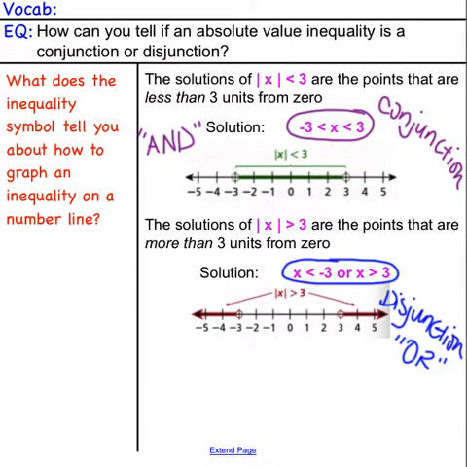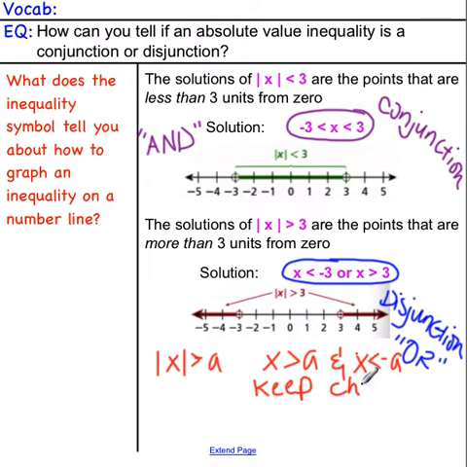I like to think about it this way: if it is the absolute value of x is greater than a, we're going to keep the first one as it is, x greater than a, and then we're going to have the or, and we'll have x is less than negative a. We're going to change that other way. So I like to think of it as keep, change, change. Keep, change, change. It's kind of like keep, change, flip with dividing fractions.